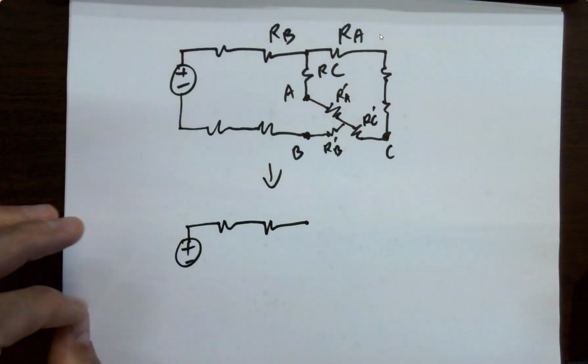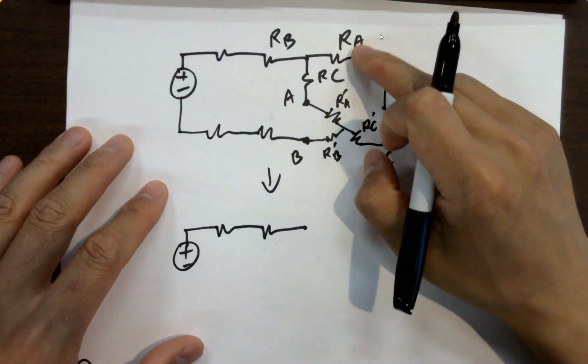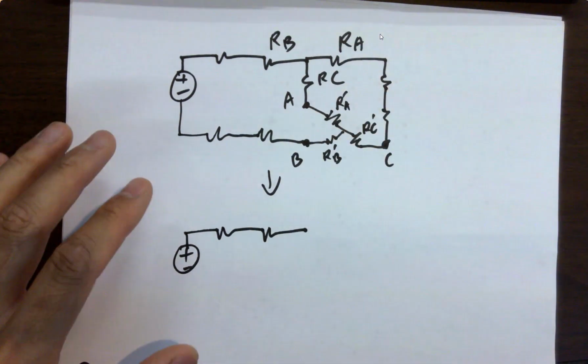What is the prime notation for? Prime, because I don't want to have the same RA or RB or RC. Just want to differentiate it.